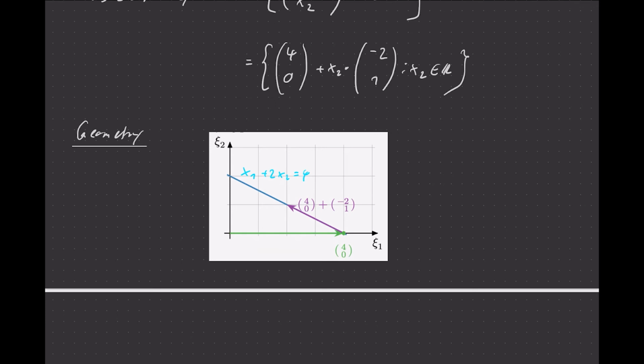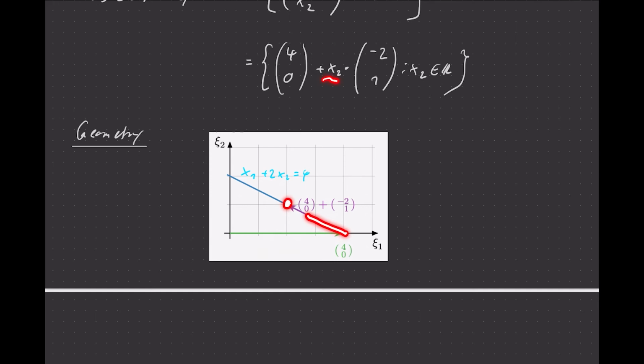You can also see the solution set here. That is derived in the following way. You have this point 4, 0, that's here, this one. So you basically go to that point, and then you add a multiple of minus 2, 1. Now minus 2, 1 points in this direction. So 4, 0 plus minus 2, 1 would give you this point here.